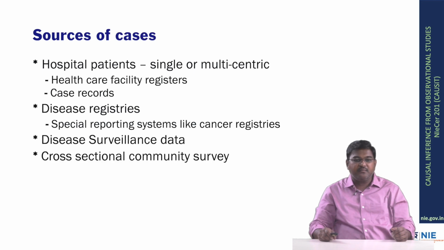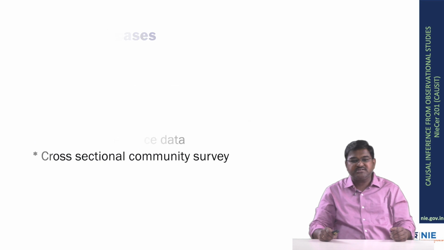In hospital-based, the advantages are it is very easy and inexpensive. Disadvantages, as I described earlier, are that it represents only severe cases. It might not be representative of all the cases in the community, but however, instead of recruiting from one hospital, if we recruit cases from multiple hospitals, this can be taken care of. Also, in population-based, it is better for selecting a representative group of cases, but the disadvantages are that it will be time-consuming and expensive. Population-based selection of cases can come from registries or from disease surveillance data or from a cross-sectional community survey.